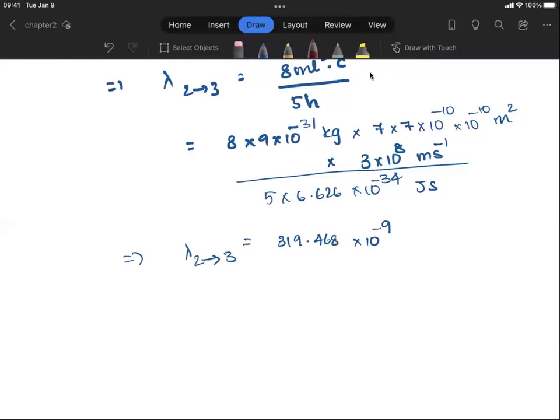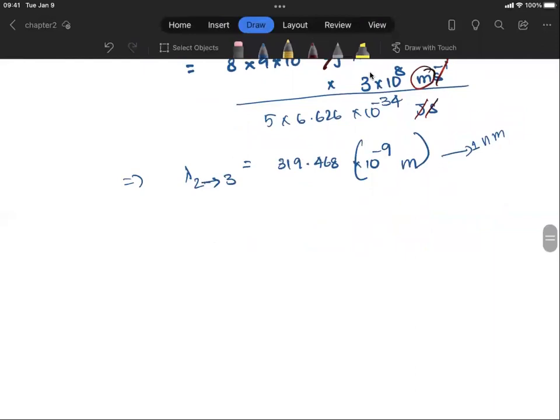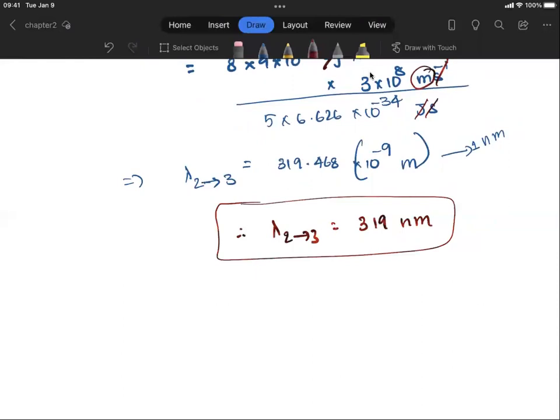And let's do some unit cancellation. So kg meter squared per second squared and the joule get cancelled. So you only end up with meter, which is right. And 10 to the power negative 9 meter is nothing but 1 nanometer. So the wavelength corresponding to this transition is going to be approximately 319 nanometer, which is definitely 102 nanometers farther away from the experimental value.